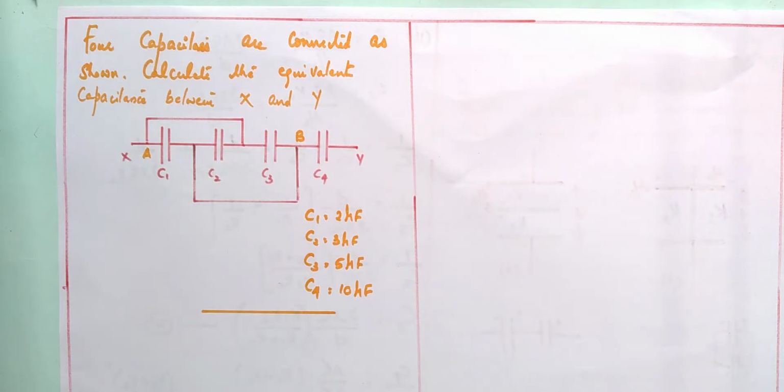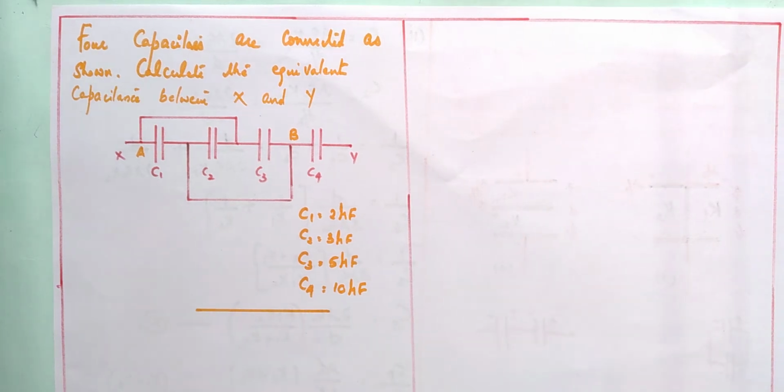Hey, my dear children. Today we can do some more numericals relating to capacitors. The question is, four capacitors are connected as shown. Calculate the equivalent capacitance between X and Y.